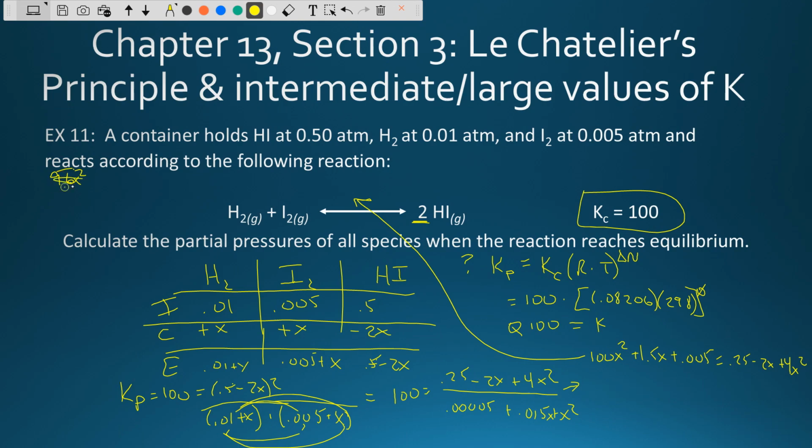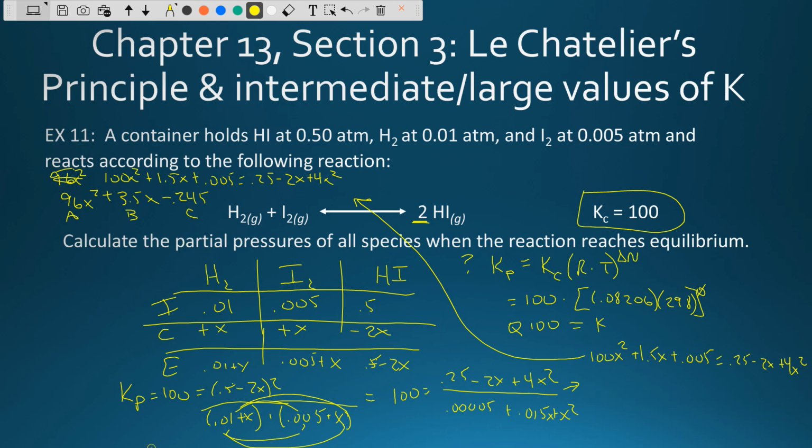Actually, let me do this. Let's go 100x squared plus 1.5x plus 0.005. That's going to equal 0.25 minus 2x plus 4x squared. Now let's combine like terms. So that ends up being a 96x squared plus 3.5x minus 0.245. Here's my A, here's my B, here's my C.